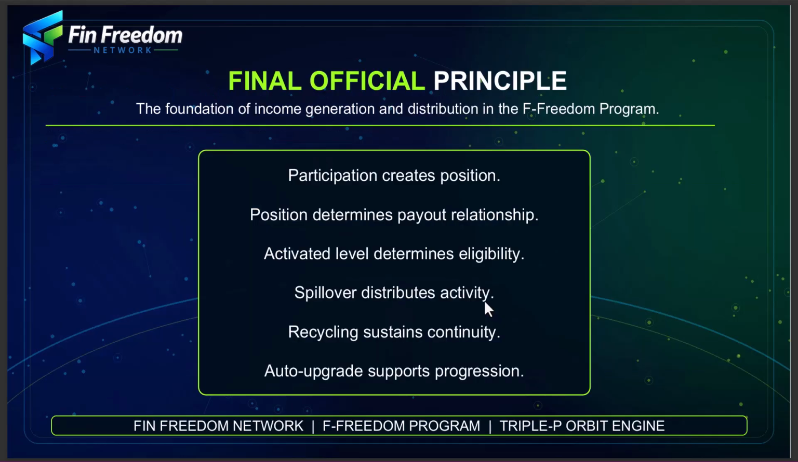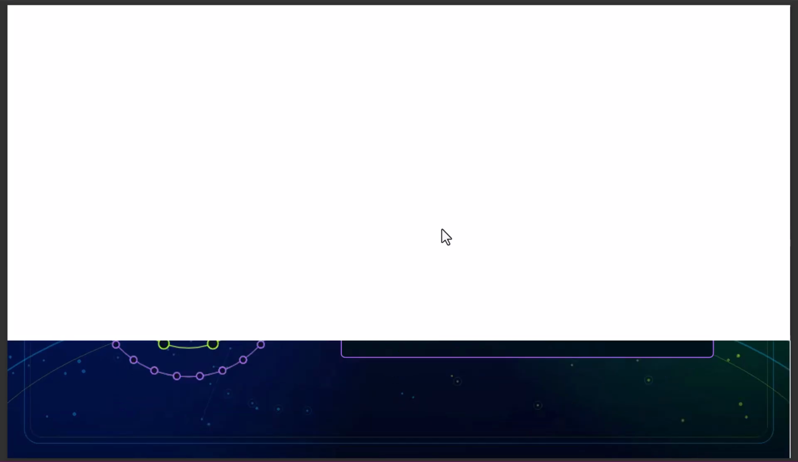So let me say this in closing. The foundation of income generation and distribution in the Freedom program is created via positioning. Participation creates position. Position determines payout relationship. Activated levels determine eligibility. Spillover distributes activity. Recycling sustains continuity. Auto upgrade supports progression. You need to know this. So this is where I'm going to end this video, and please watch it over and over again and understand how the Freedom program works.